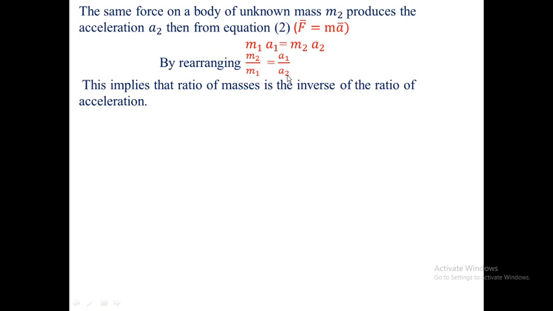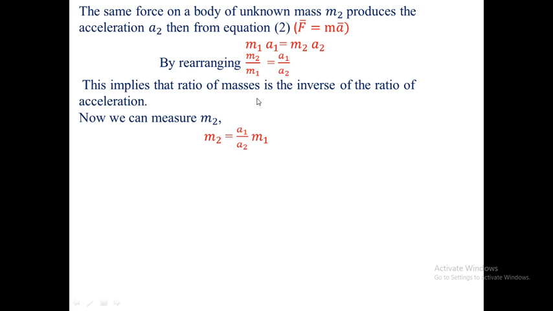So from this, which quantity is unknown to us? m2. So from this I can calculate m2. This implies I can calculate m2 as m2 equals a1 upon a2 into m1. And you can observe this equation: here there is m2 upon m1, but on the RHS there is a1 upon a2. So this implies that the ratio of masses is the inverse of the ratio of accelerations.